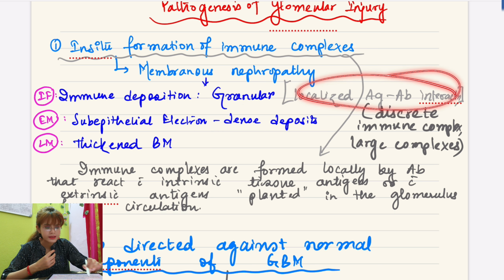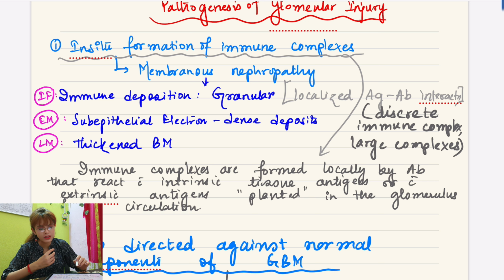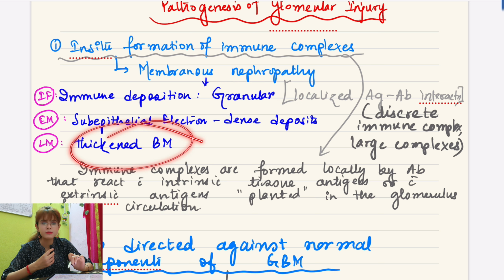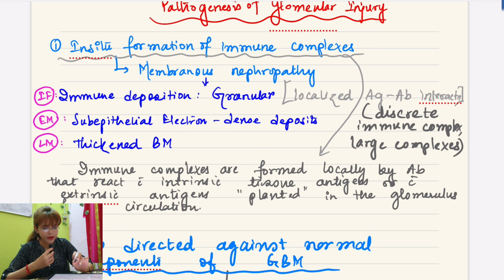In this case, it is subepithelial electron dense deposits. These are basically the localized antigen antibody interaction. These are discrete large immune complexes, and these immune complexes are formed locally by antibody that react with intrinsic tissue antigens or with extrinsic antigens which is planted. So this antigen can be intrinsic or extrinsic, but the immune complex that is formed is forming in situ, and that is why we have this granular pattern. And whenever there is a deposition of immune complexes, there's going to be a thickening of the basement membrane, which we see in the light microscopy, and these are subepithelial electron dense deposit which we see by the electron microscopy.